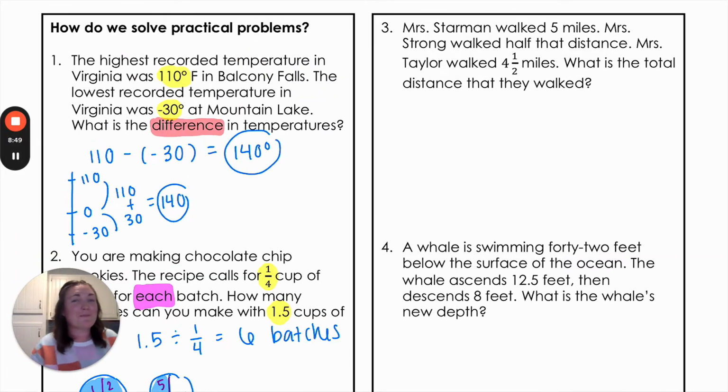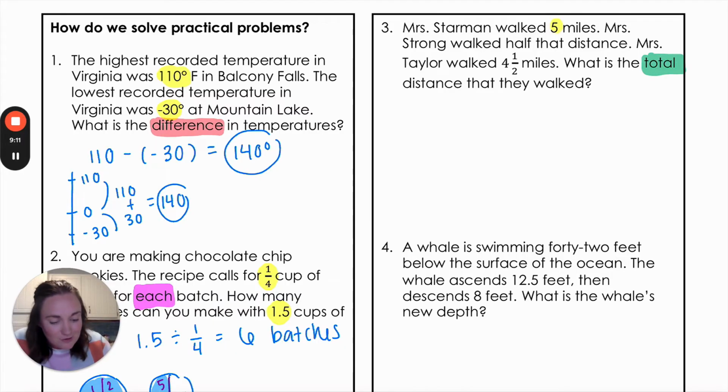All right, third problem we have here, we have Miss Starman walks 5 miles. Mrs. Strong walks half that distance. Miss Taylor walked 4.5 miles. What is the total distance that they walked? So key word here is going to be total. Total, if you remember, tells us to add. And so what are those 3 numbers we're going to be adding up?